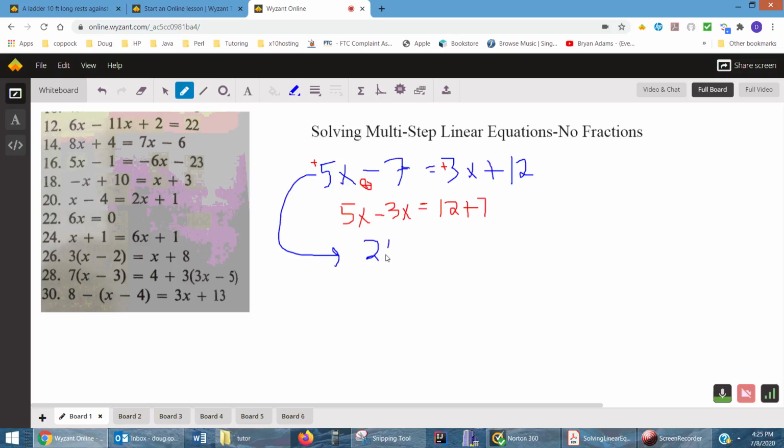This becomes 2x equals 19, and now we've got a simple one-step equation where we divide both sides by 2, the coefficient of x, or the number in front of x, or you multiply both sides by 1/2, the reciprocal. And that frequently looks something just like this. 19 divided by 2. There's your answer. Now you could change that to a mixed number, or you could change it to a decimal. For example, maybe 9.5. But there's nothing wrong with that answer.